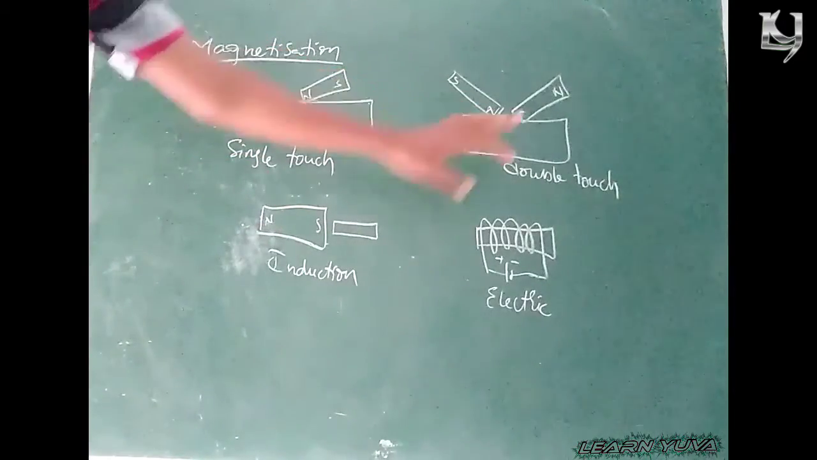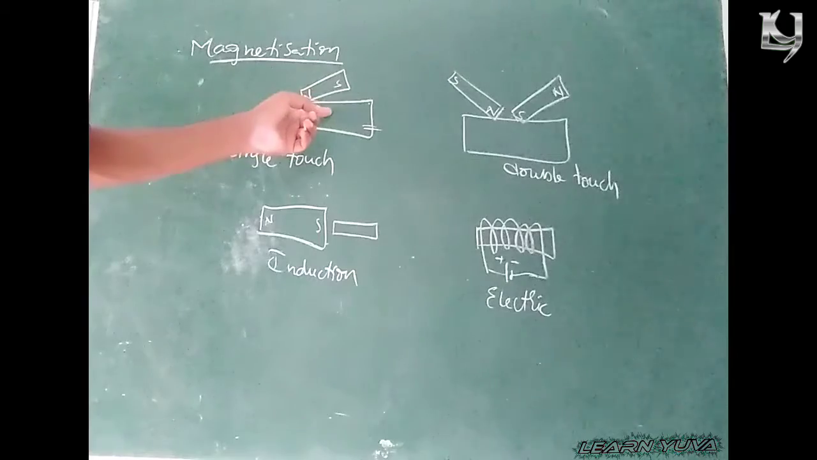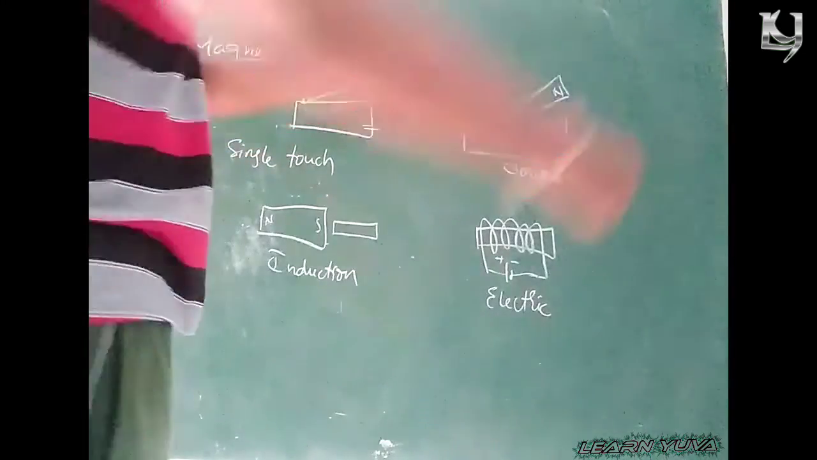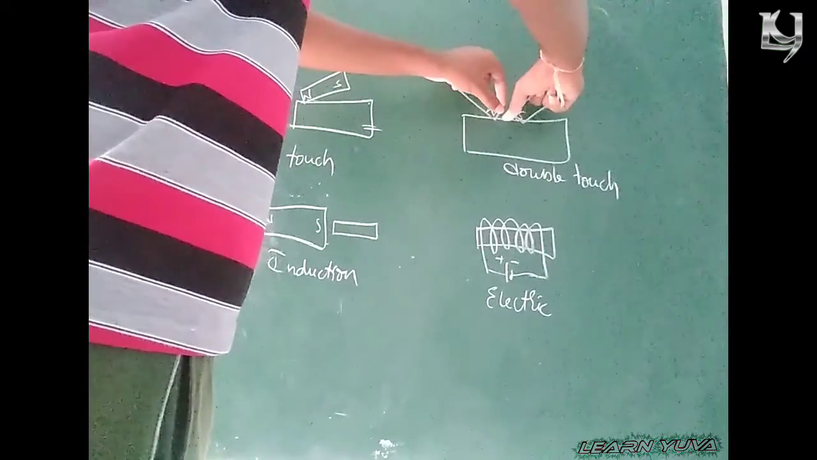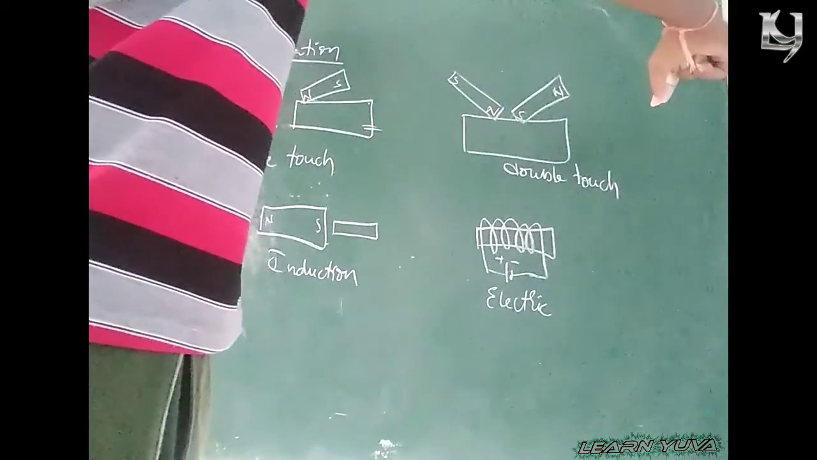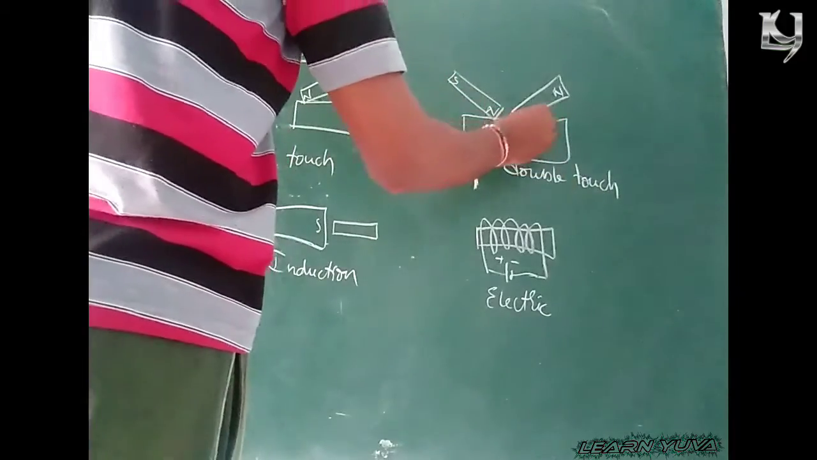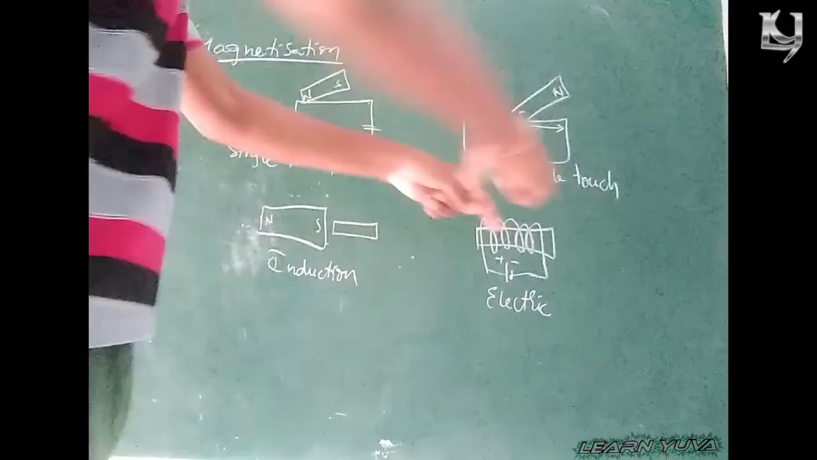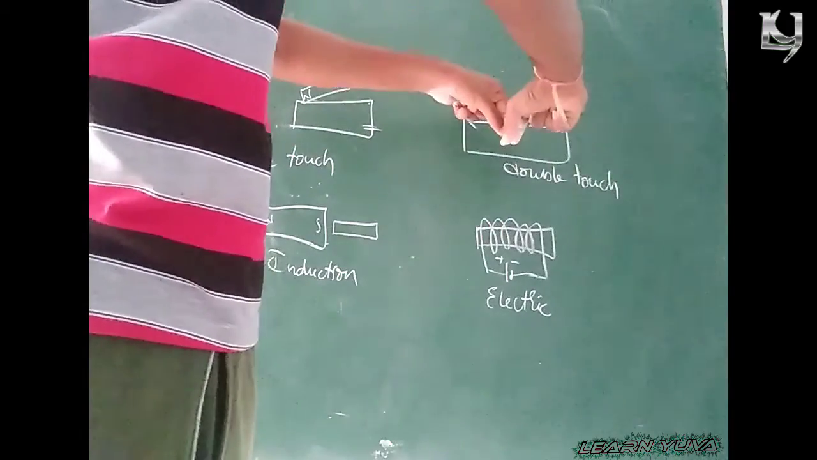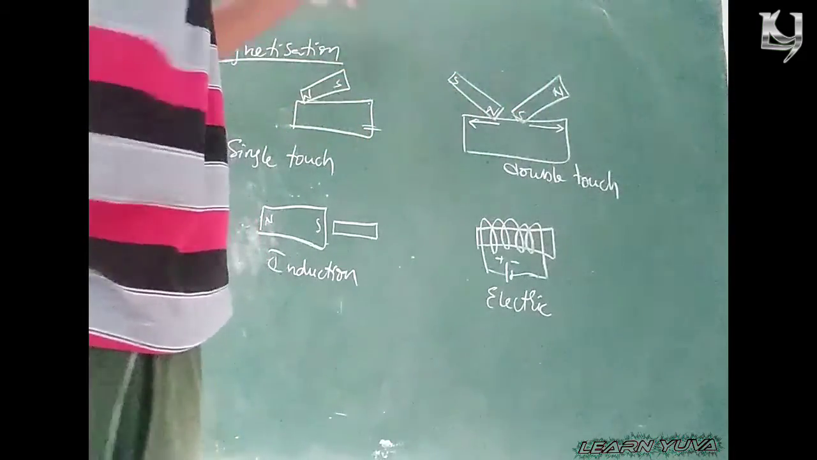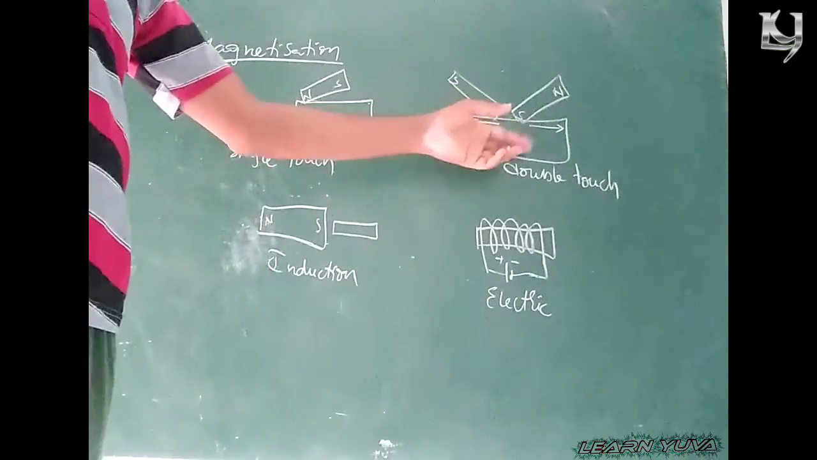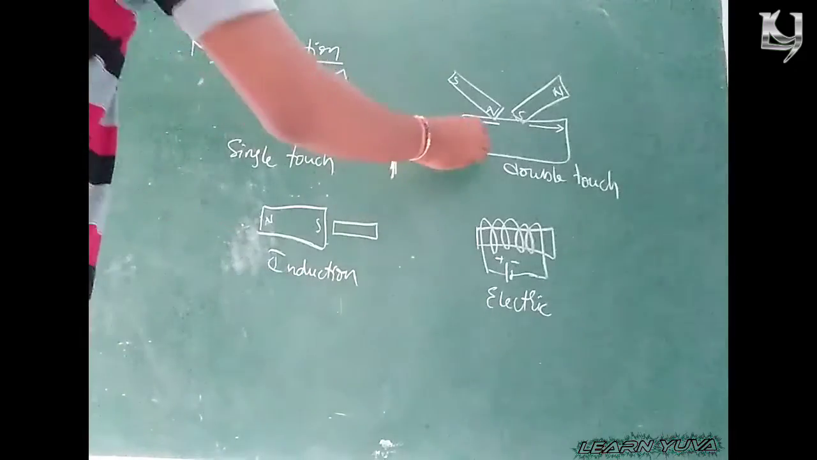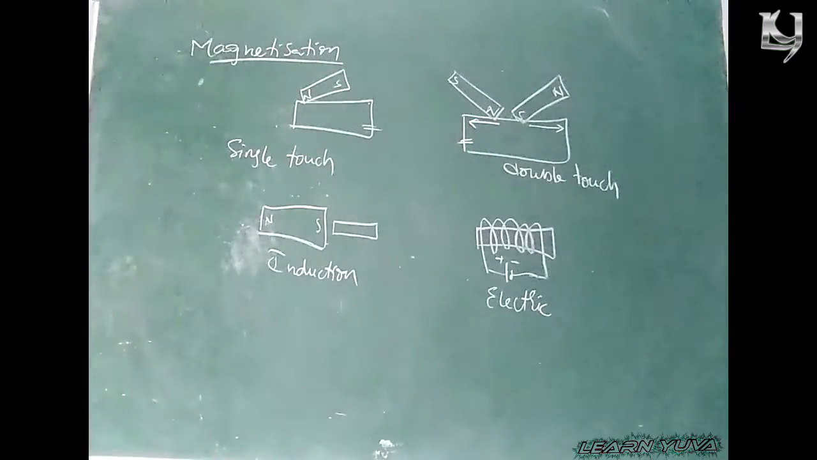Next, the double touch method. It looks like the single touch method, but here we are using two magnets. We place these two magnets at the center of the magnetic material and drag them to the other ends, one to this side and one to this side, to the complete ends, and lift them up. Again place them at the center, drag them to the ends, lift them up, and if you do it several times, the magnetic material acts as a magnet.